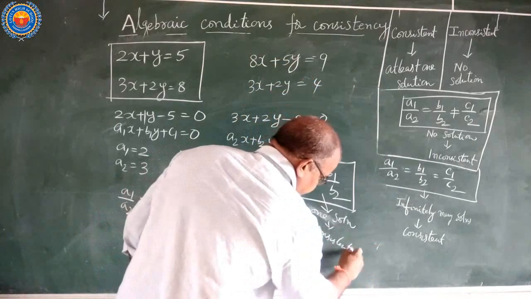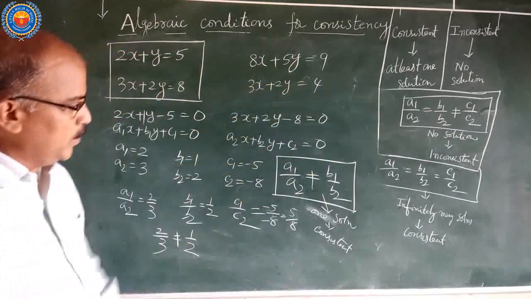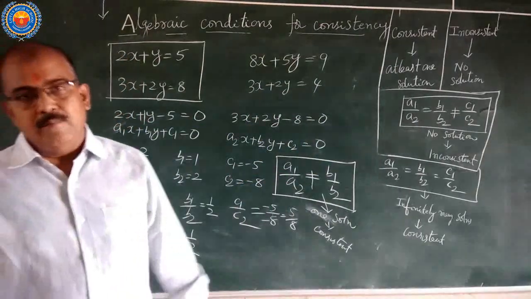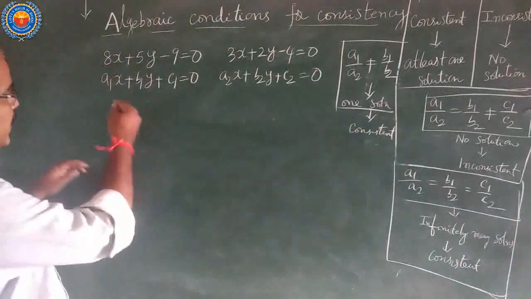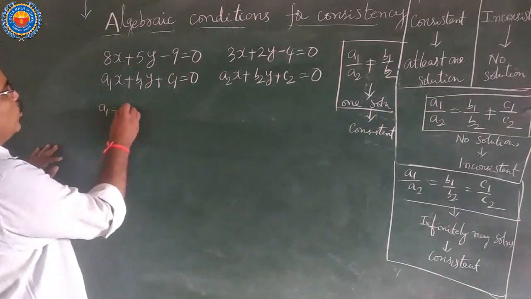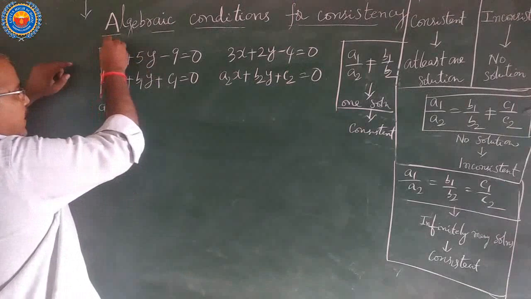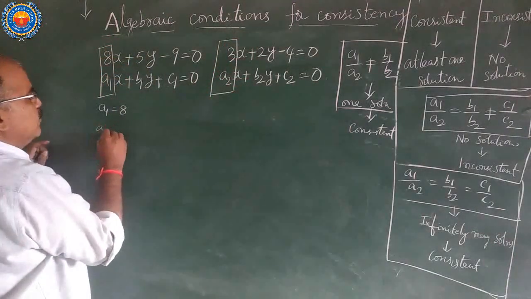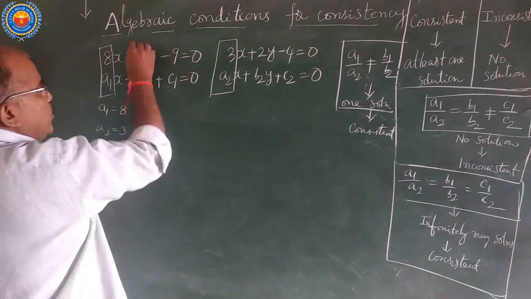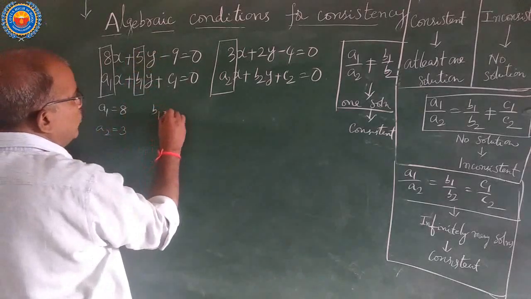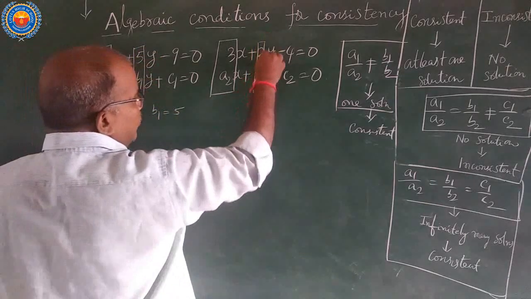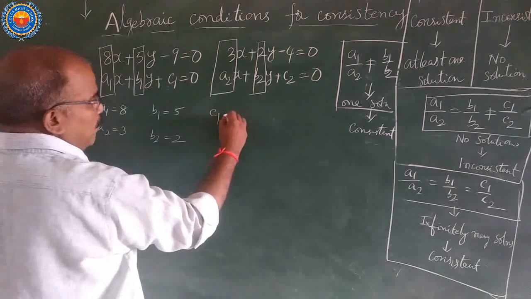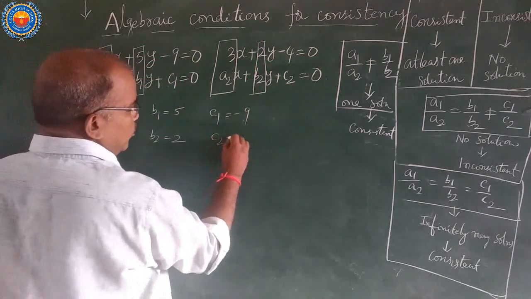We'll check another example also. I got a1 by a2 is not equal to b1 by b2. Here a1 is equal to 8, a2 is equal to 3, b1 is equal to 5, b2 is equal to 2, c1 is equal to minus 9, c2 is equal to minus 4.